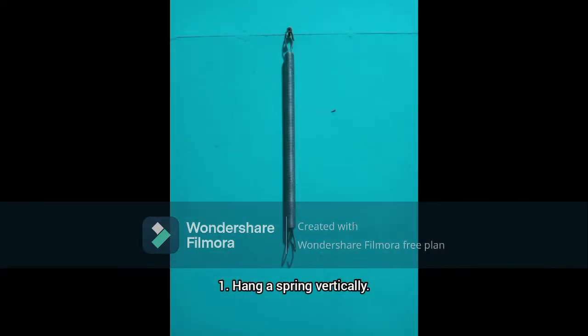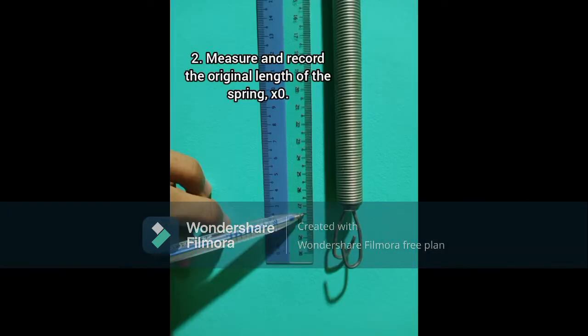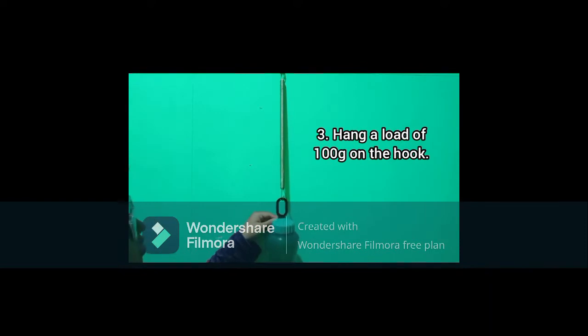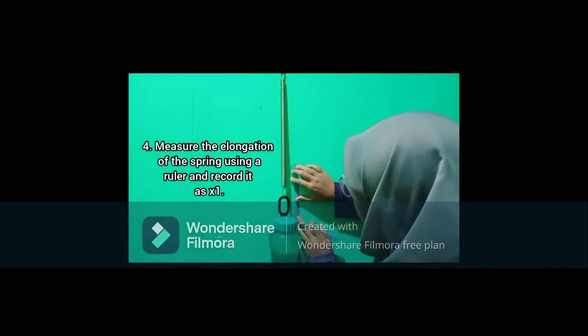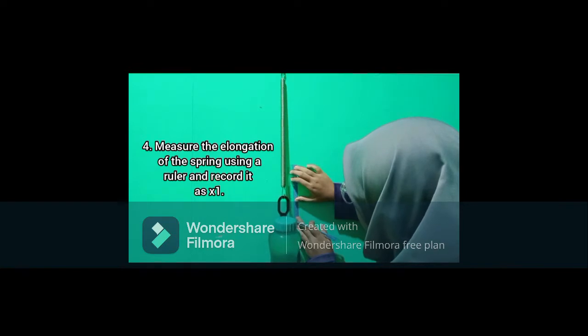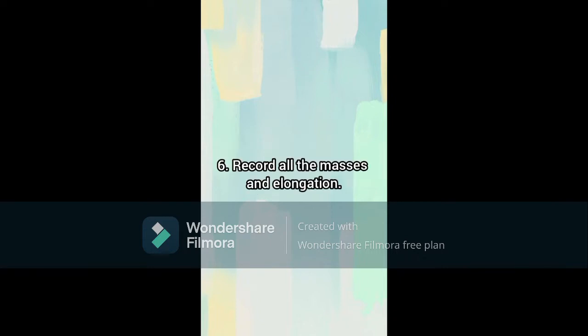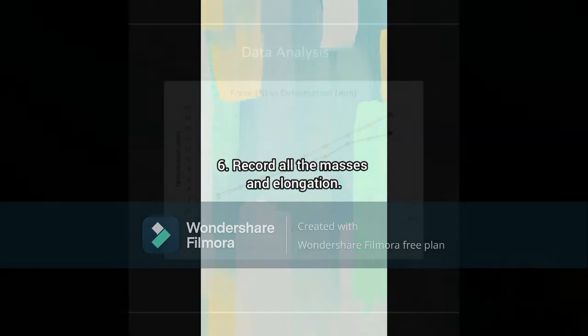First, we need to hang a spring vertically. Next, measure and record the original length of the spring. Next step, we hang a load of 100 gram on the hook. Then, measure the elongation of the spring using a ruler and record it as x1. Repeat steps 3 and 4 to find x2, x3, x4, x5, x6, x7, x8 and x9 with total masses of 200 gram, 300 gram, 400 gram, 500 gram, 600 gram, 700 gram, 800 gram and 900 gram. Record all the masses and elongations.